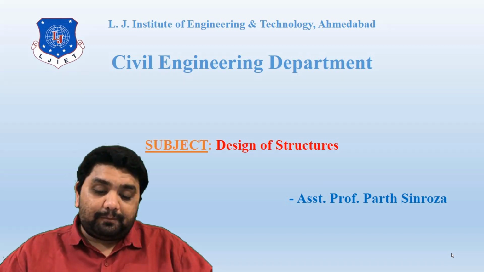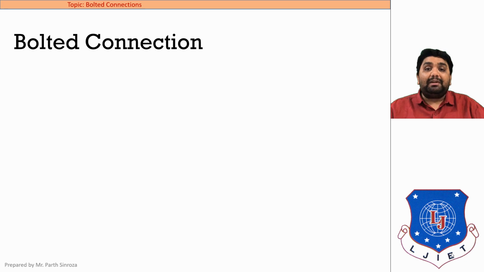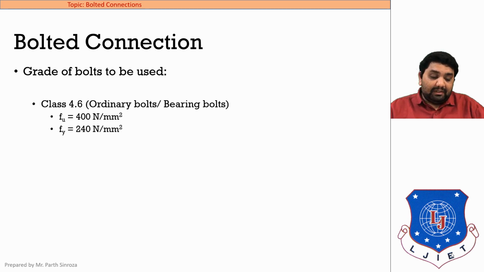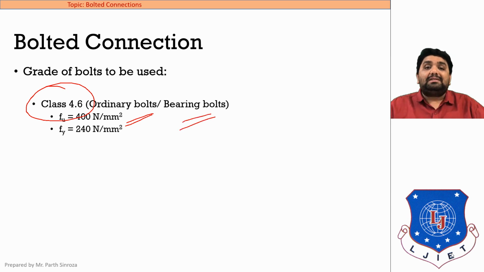Bolted connections are basically divided into two parts depending upon the grade of the bolts, and keep in mind we are not using the standard bolts that you see in normal household works. These are structural bolts of high strength. Clear? The first grade is the class 4.6 bolts, also known as ordinary bolts or bearing bolts. If in the question it is asked that it is a class 4.6 bolt, then it is the same. It can also be asked to solve the sum using ordinary bolts or bearing type bolts.